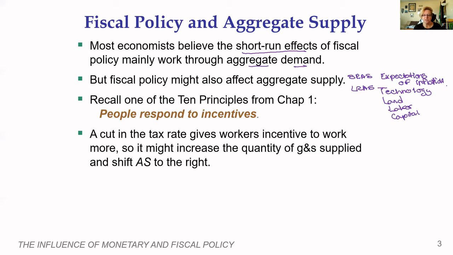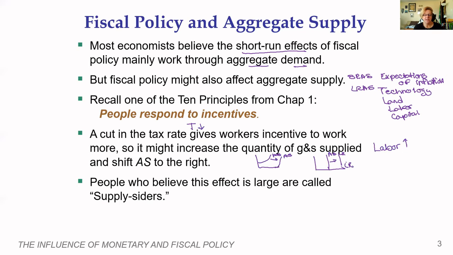Your book doesn't talk about the 10 principles, so I'm going to skip over that one, but here's an example. A cut in the tax rate, so taxes are decreasing, will give workers incentives to work more because they get to keep more of their earnings. So this is hitting the long run aggregate supply variable of labor. If labor increases, then short run aggregate supply would shift outward to the right, and if it's longer term, the aggregate supply curve in the longer run would shift outward and to the right.